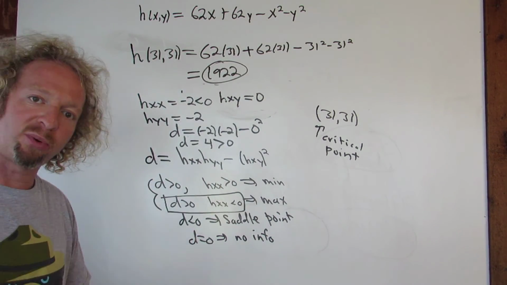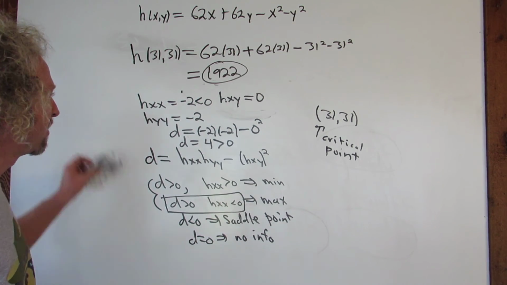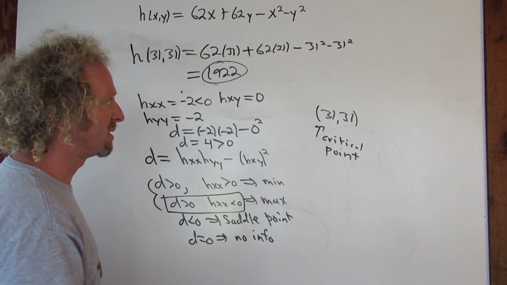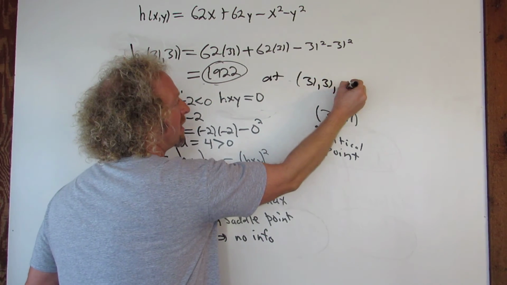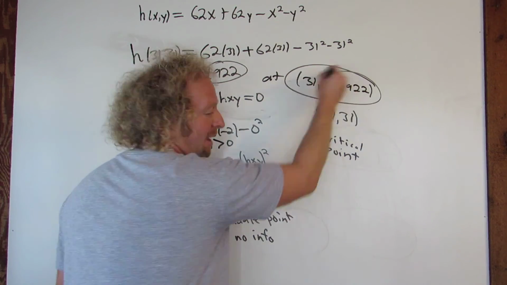Most people want the actual point where the maximum occurs. To actually find the point, it's just the ordered triple. It's the point in space. So it occurs at 31, 31, 1922. I hope that made sense.